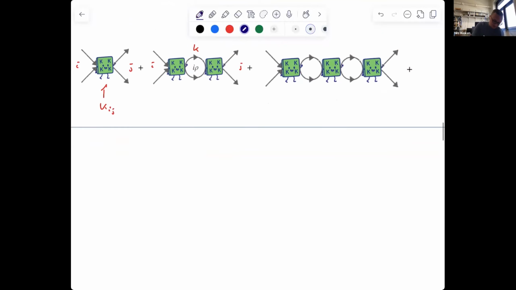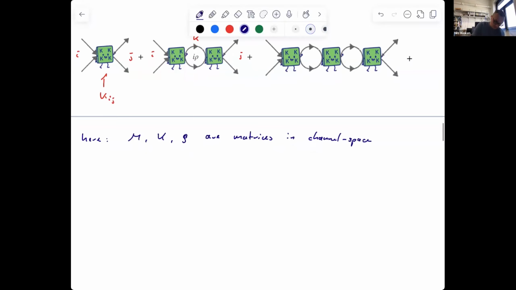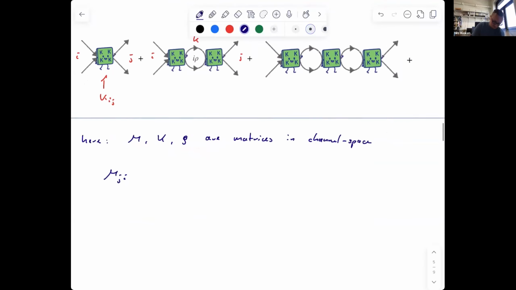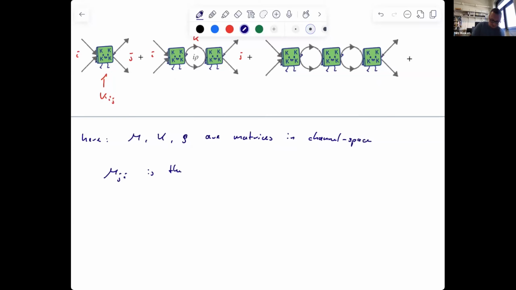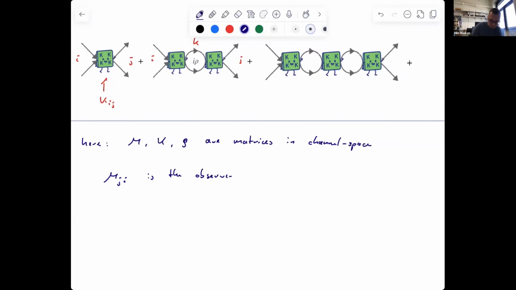Okay, so when it comes to interpretation, that means this matrix M, also the matrix K and rho, these are matrices in channel space. So what M is describing is the observed or dressed cross-section, so the one that we observe in the experiment, for channel I scattering into channel J.